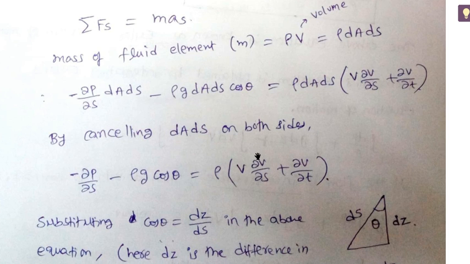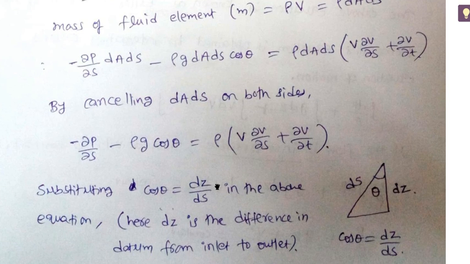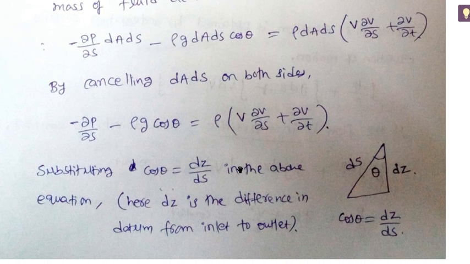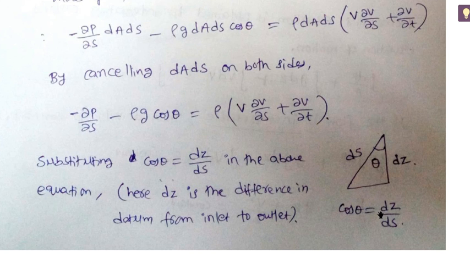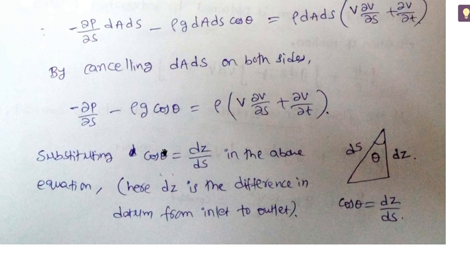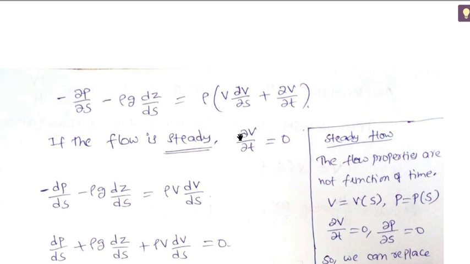So dA and ds are the same on both sides. By cancelling dA and ds, we get this. The fluid element is inclined at an angle of theta to the vertical. We have taken ds as the length of the fluid element. dz is the vertical difference in datum, from the inlet to the exit. So we can write cos theta equals dz by ds. We can replace cos theta by dz by ds in the above equation.